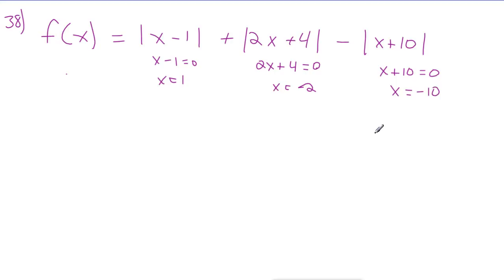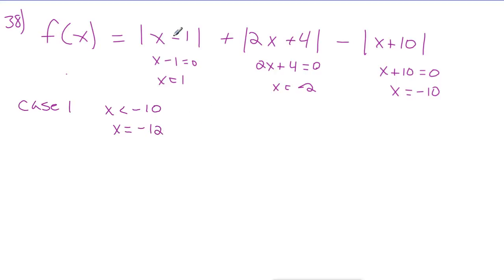Alright, so now we have to figure out what we care about. Negative 10 is obviously the least. So let's start with case number 1, and that's going to be when x is less than negative 10. I'm going to just choose a value here, something like x equals negative 12, let's say.